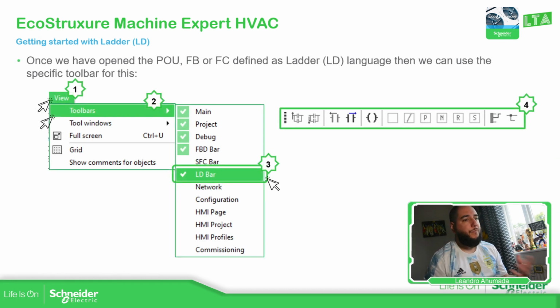So basically, once we have created the POU as ladder, we have the possibility to use one of the toolbars dedicated to this kind of language. So in order to activate this toolbar, what we need to do is to go to View, Toolbars, and Ladder bar on the programming tab that we have.